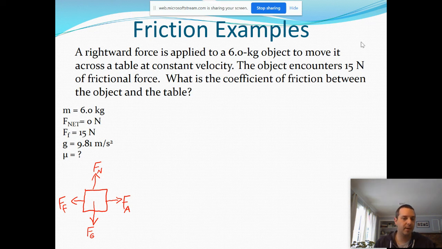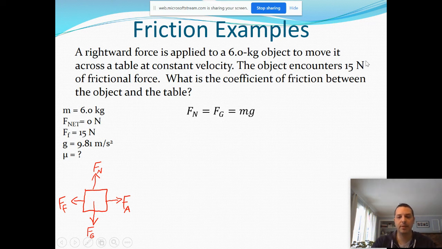What the process is going to be is very similar to the last one. I'm going to determine what my normal force is by setting it equal to gravitational force. And then once I determine what the normal force is, I'll use the equation force of friction is equal to my coefficient of friction times normal force. I already know what my force of friction is. Once I know what my normal force is, I'll be able to find what my coefficient of friction is. Let's go ahead and do that.